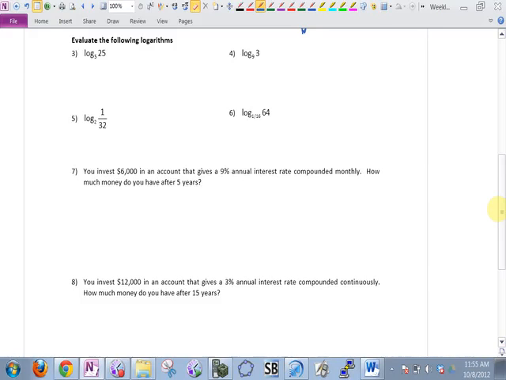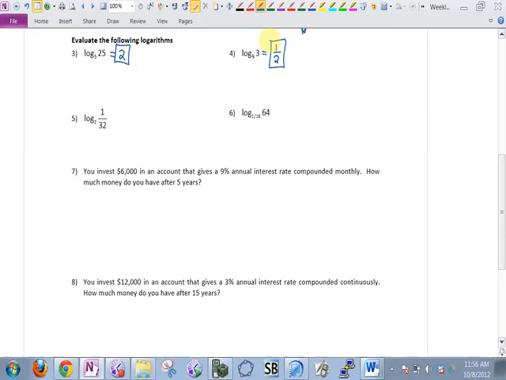Okay. Log base 5 of 25. Well, 5 squared is 25, so that makes the answer 2. That's the easy one. Log base 9 of 3. Well, the square root of 9 is 3. So that means the answer is 1/2, because that's how you square root things, right? You raise them to the 1/2 power.